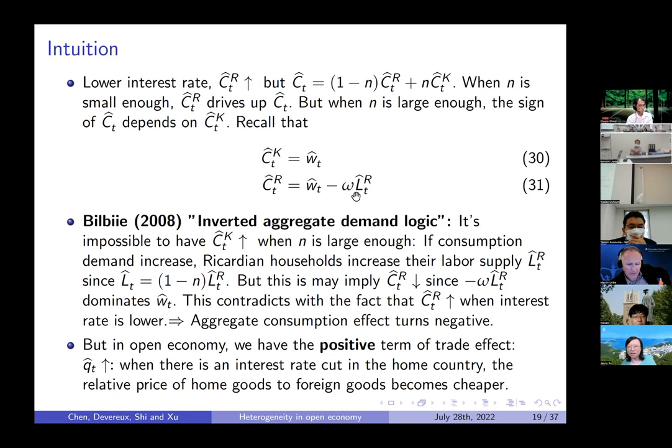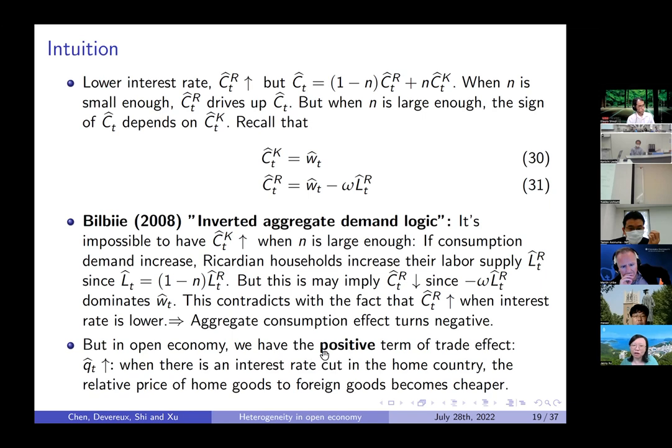So then this is going to imply the LTR has to increase. But then because LTR is showing up here, and LTR is very large, CTR has to decrease. So this contradicts with the fact that CTR should increase when the interest rate is cut. So we must have the aggregate consumption effect turn negative. Therefore, this is the reason why monetary policy becomes ineffective.